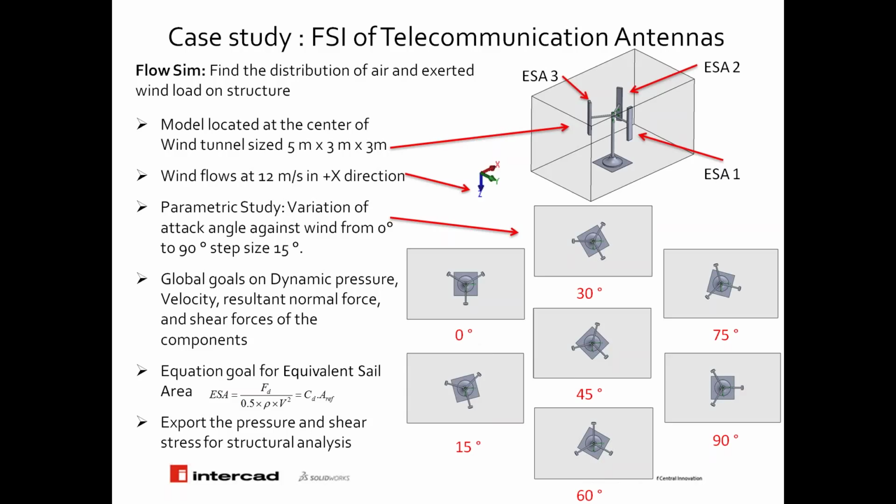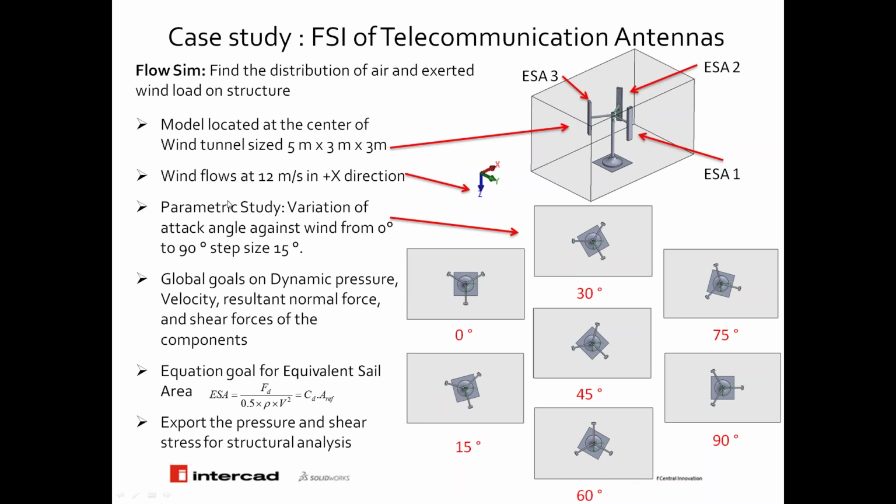We have a telecommunication antenna on a structure being simply assembled, and it is going under wind load testing. So first of all, we have a wind tunnel. As you can see, this is a box with a size of 5 meters by 3 meters by 3 meters, and the model is located at the center of this tunnel. We have 3 communication antennas at different angles, basically at 0 angle, then 120, then 360.